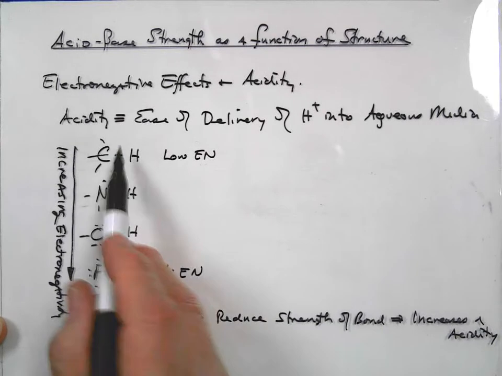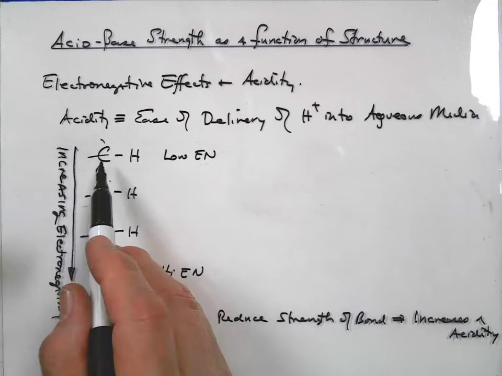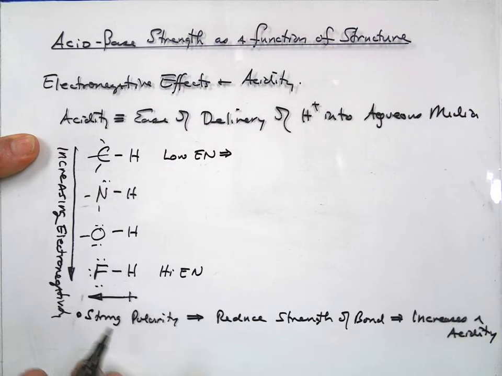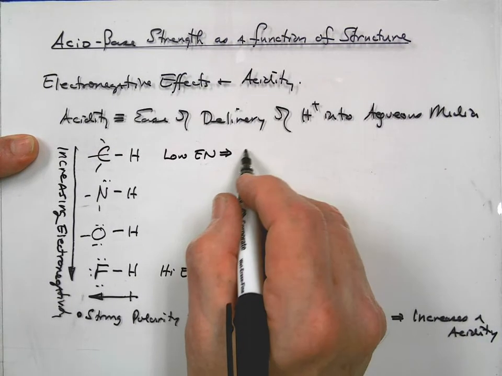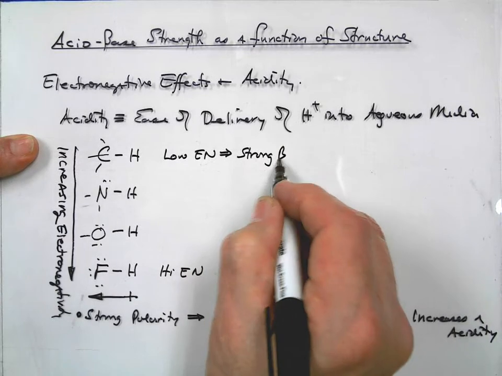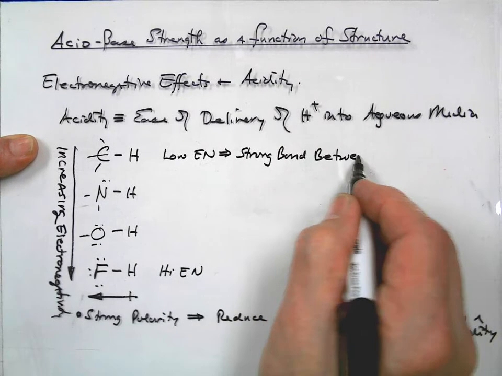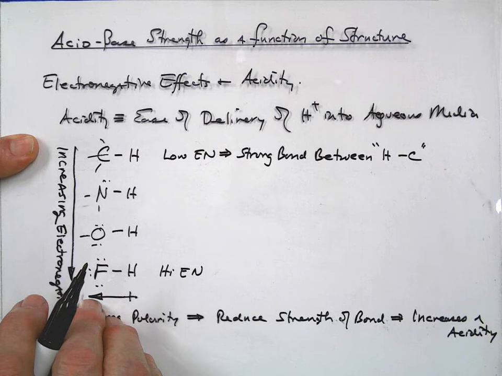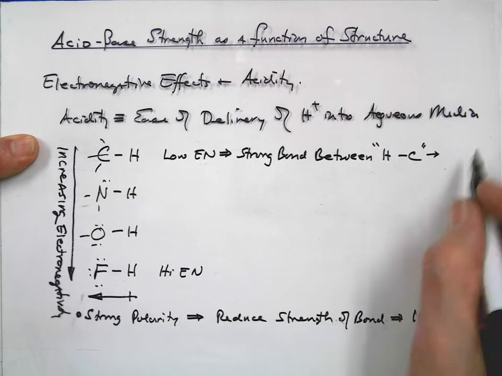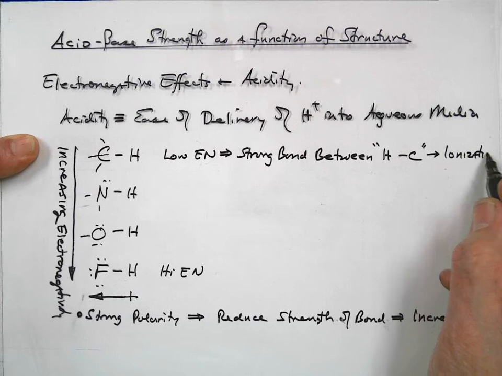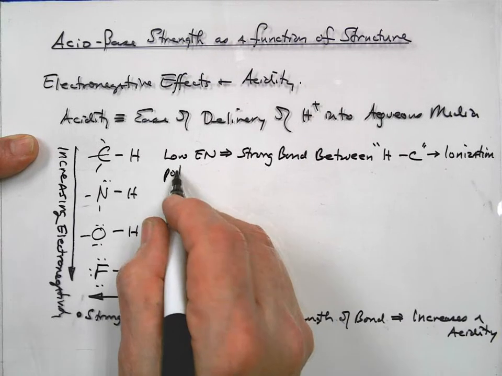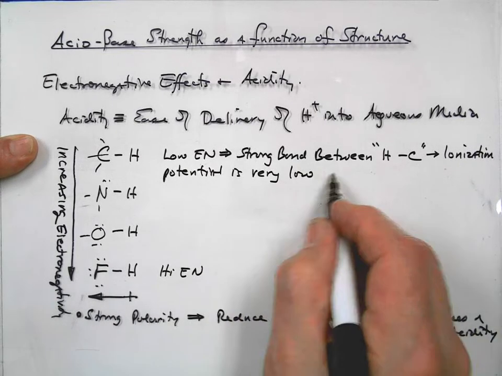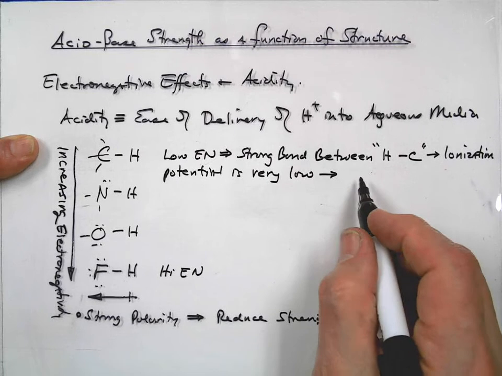On the other end of the spectrum, of this sequence, we have a very low electronegativity, and it does not function to reduce the strength of the bond. So we have a strong bond between hydrogen and the carbon, so to speak, or whatever element's there. Okay? And so ionization potential is very low. And consequently, it has almost nil acidity.